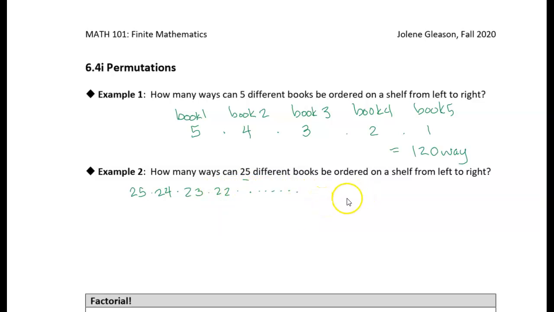Okay, so you see an issue here. I mean, I could list all those numbers out, but I don't want to. It's a lot of work. So what I want to do is introduce you to the factorial notation.